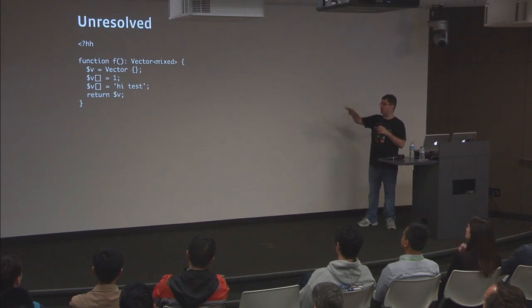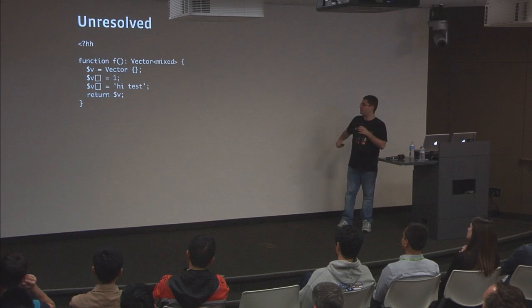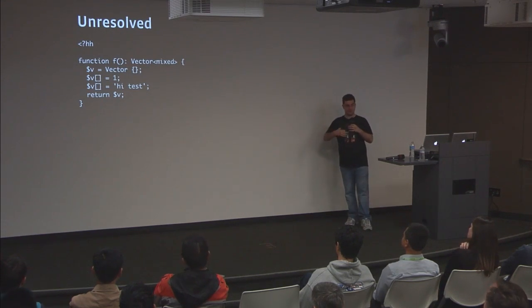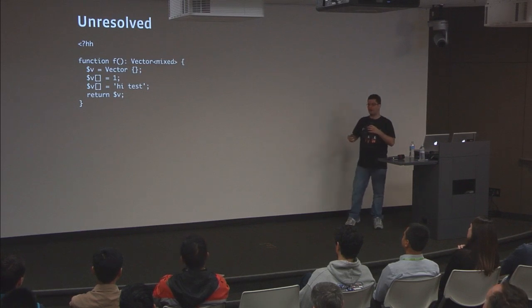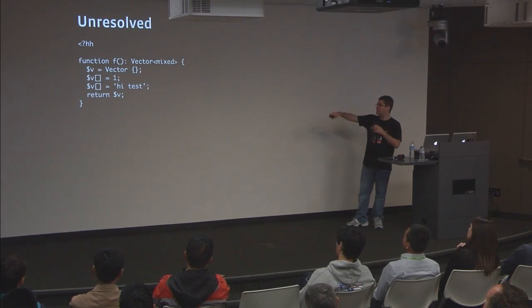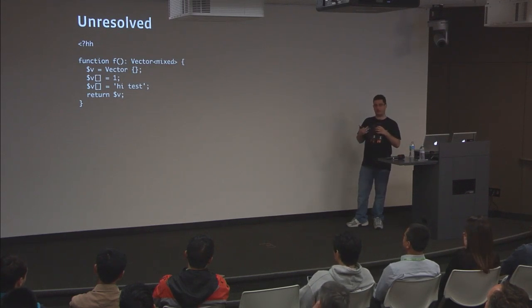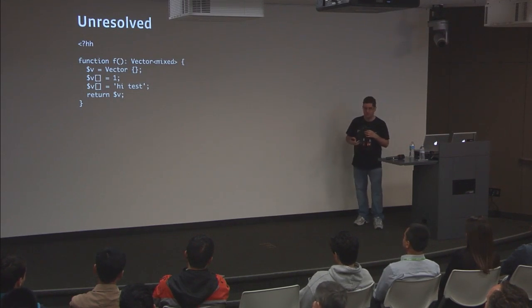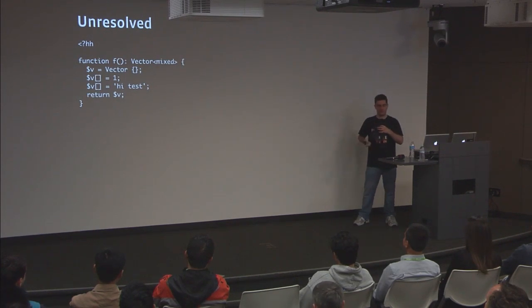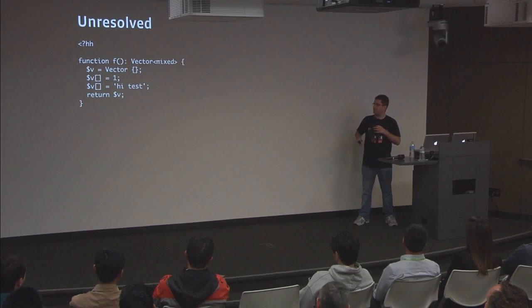Before I go into the types, let me take a minute to explain this. Vector is a collection type in Hack. It's a list of items. In particular, it's a generic type, and so my return type annotation here is vector of mixed, meaning that this vector contains items of type mixed. Mixed is a supertype of everything in Hack. Anything is a mixed, and so this vector could contain anything.